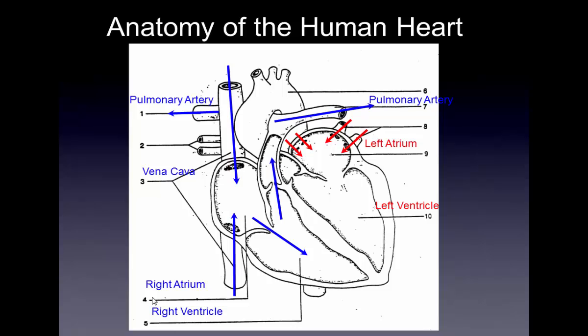This blood was coming from the lungs. What's the word that means lungs, Maggie? Pulmonary. But it's going to the heart, so it's not a pulmonary artery, it's a pulmonary vein. The pulmonary vein brings this blood back into the heart, into the left atrium. Then it moves into the left ventricle, and then gets pumped out.